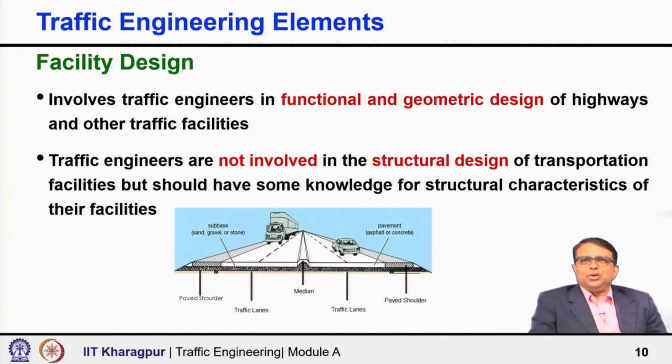Traffic engineers normally are not expected to be involved in the detailed structural design of the facilities. That means deciding the thickness of the pavement or what material to use. That probably will be done by a pavement engineer. If there are other facilities like a bridge, culvert, or other kinds of cross drainage structures, then in general it will be done by the structural engineer.